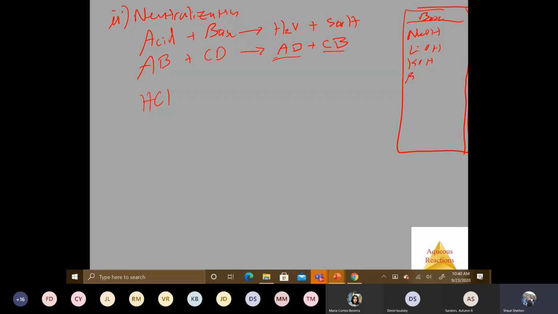And we have rubidium hydroxide. We have cesium hydroxide. We have calcium hydroxide. We have strontium hydroxide. And we have barium hydroxide.